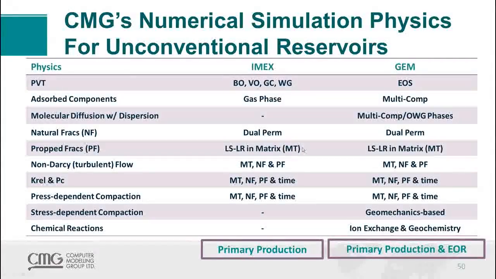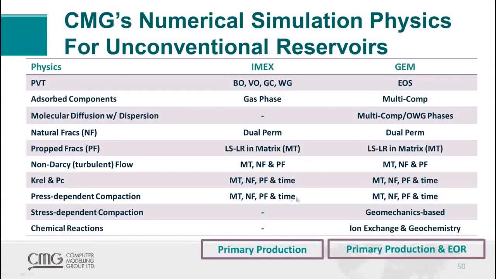And we always model our prop fractures explicitly with local grid refinement. We can handle non-Darcy flow in all areas of the reservoir. The terminology here: MT matrix, NF natural fractures, PF prop fractures. We can handle different rel perm and cap pressure behavior in each of those three regions. We can handle pressure dependent compaction differently in each of these three regions.